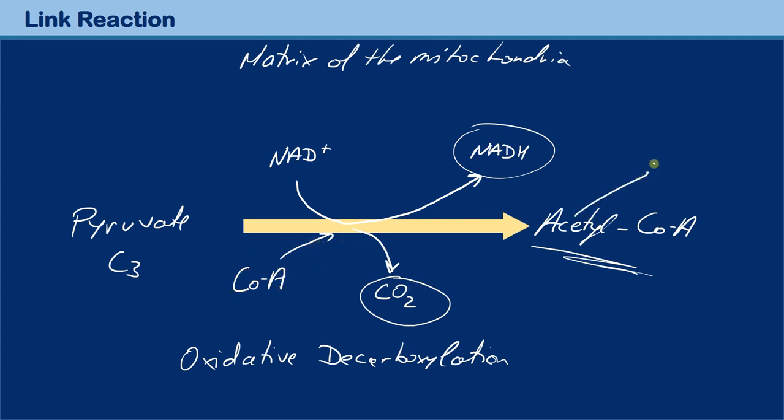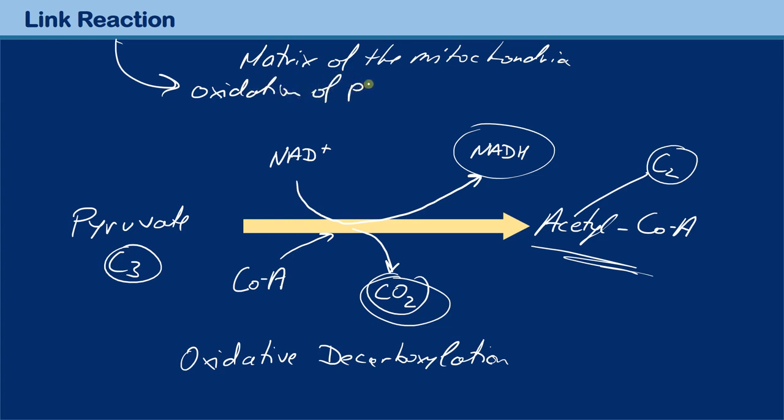Now the acetyl group over here is a C2 substance, because 2 plus 1 makes 3. So again the stoichiometry has to be correct here. Now that is the link reaction. You can also call this oxidation of pyruvic acid, because pyruvate or pyruvic acid is more or less the same thing. So the link reaction can also be called oxidation of pyruvate or pyruvic acid. Of course, we're oxidizing over here.